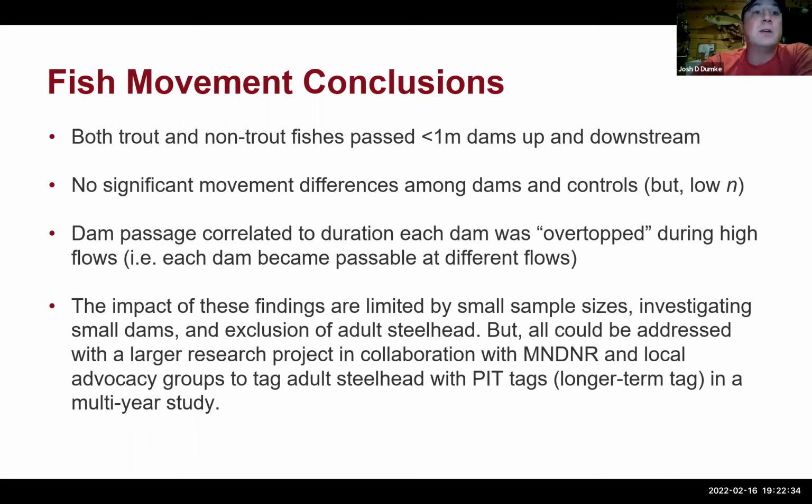But all these could be addressed with a larger research project in collaboration with Minnesota DNR and local advocacy groups to tag adult steelhead with PIT tags, which is a longer term tag in a multi-year study. So we have some great data. We have places to begin discussions. But to answer all of these questions, we'll likely have to take another step.